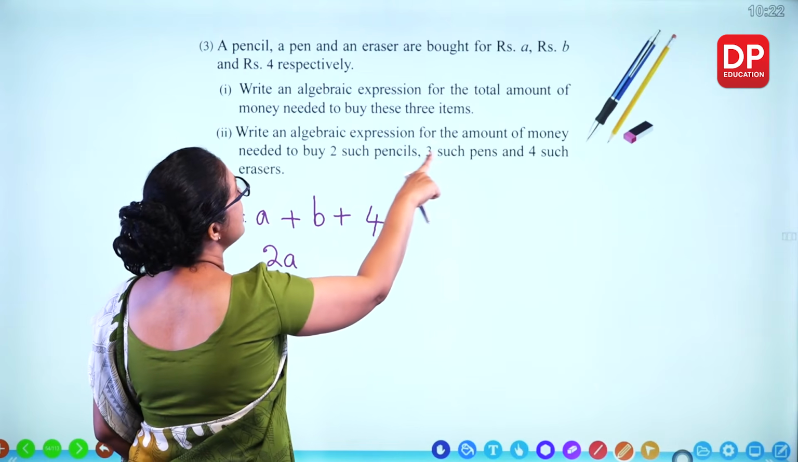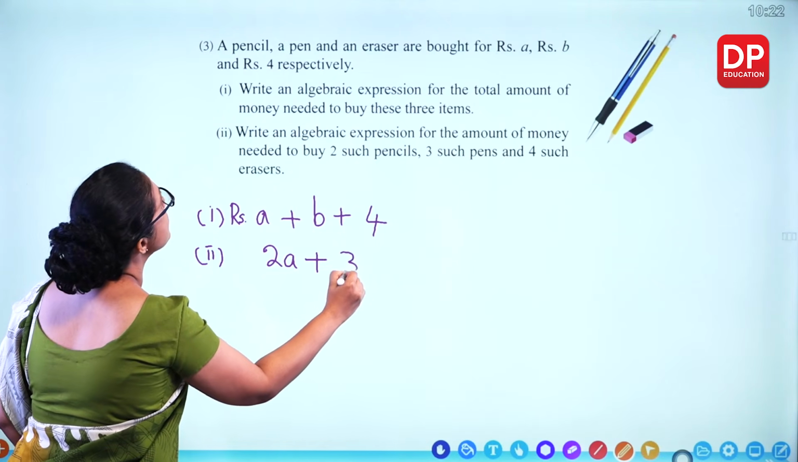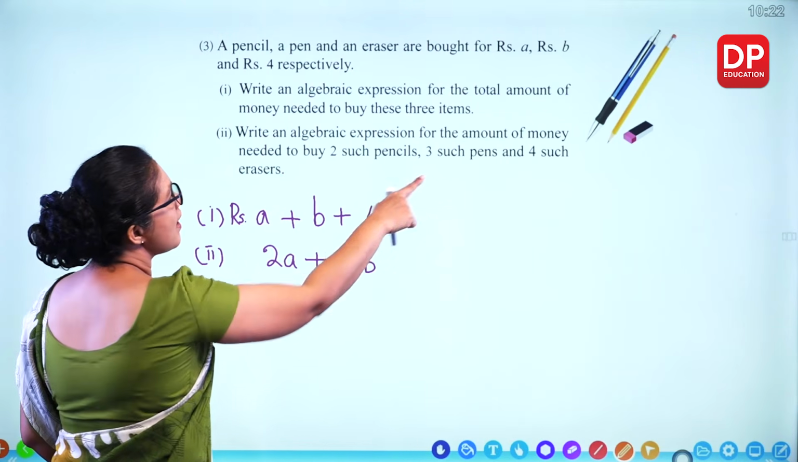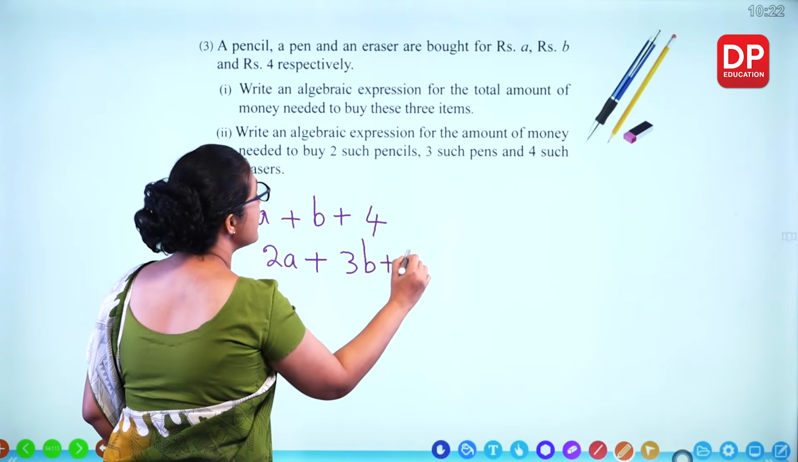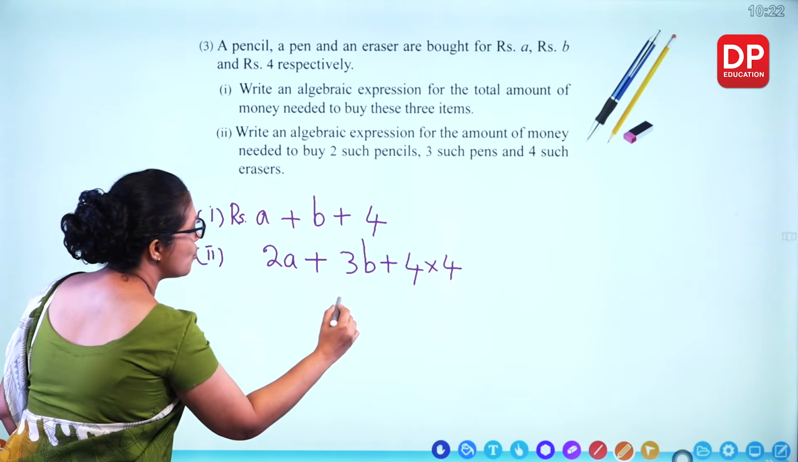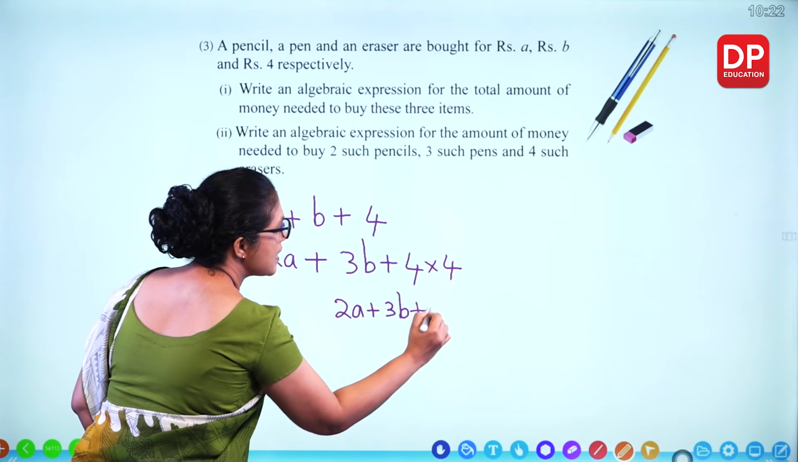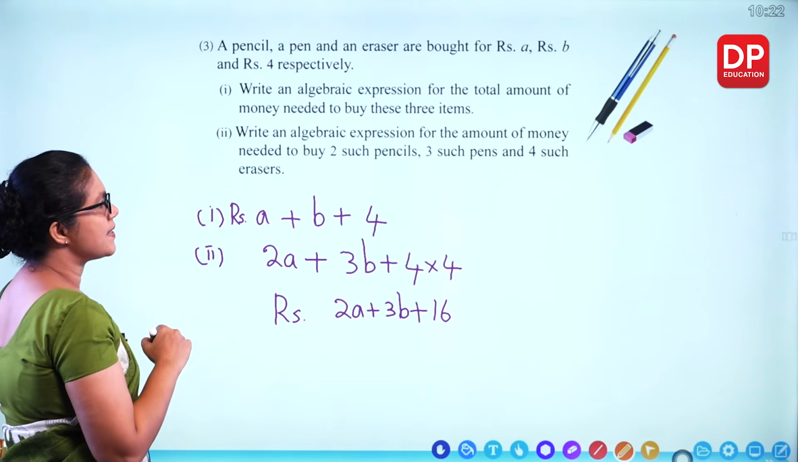And 3 such pens. 3 pens. 1 pen is B. So 3B. And 4 such erasers. 4 such erasers means 4 times 4. Now you can simplify. 2A plus 3B and 4 times 4, 16. So this is in rupees.